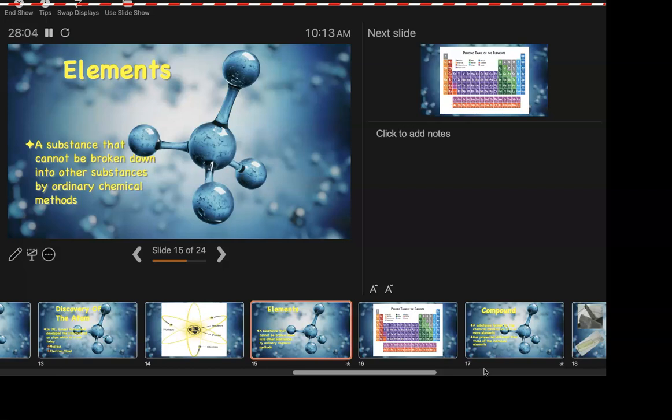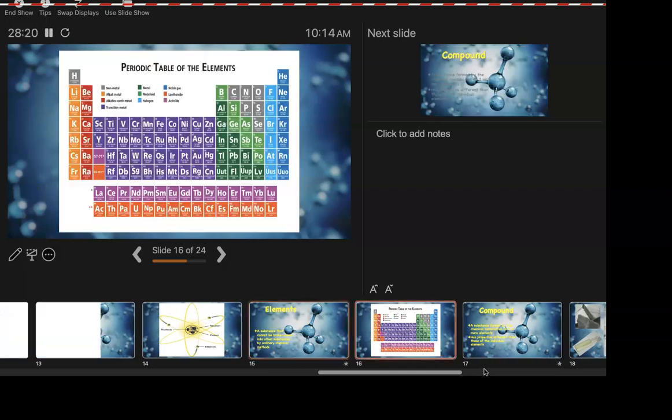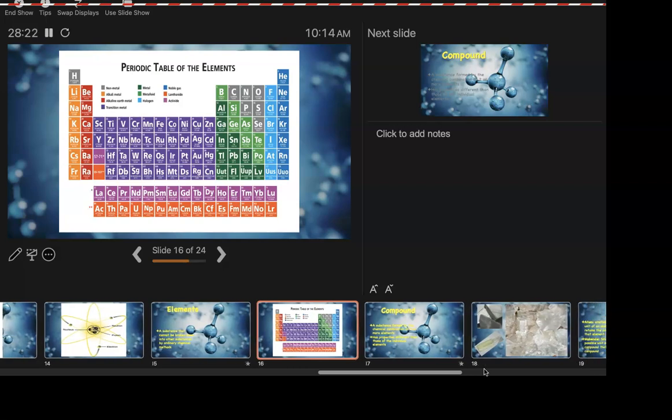Yet this is still going to be our working definition. All right. A substance can be broken down into other substances by ordinary chemical methods. Asterisk. Oh yeah, except for when we count on things to decay. Now, there it is. All right.